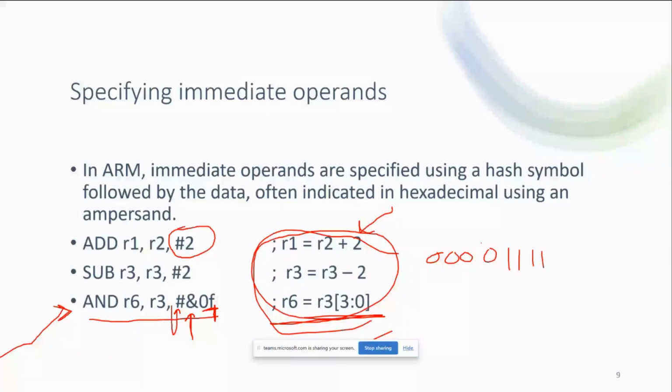So if we AND R6 with this, 0 and anything will be 0, so the first 4 bits will be 0. 1 and anything is that thing, so we keep the 4 bits of R6. That's why we are getting R3 as 03. 03 means the 0th position, first position, second position, third position. We are getting the least significant 4 bits. So these are certain operations.